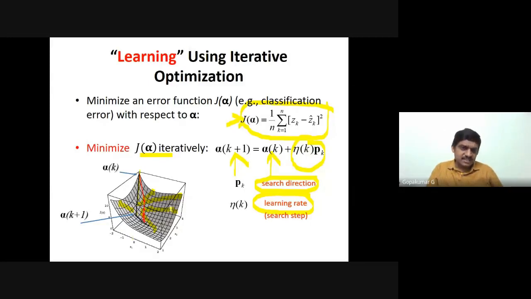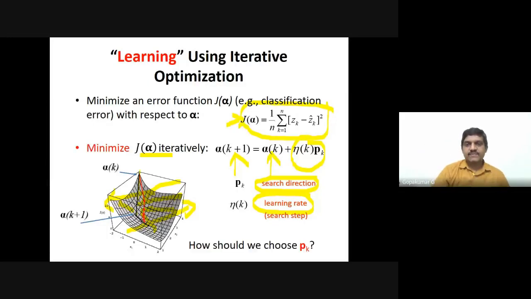Then in which direction do we have to move? Whether towards the up direction, in this direction, or somewhere towards this direction? We know that you should go downhill. It's the opposite of the hill climbing problem. You are starting from a particular point and going in the downward direction. So the search direction is very important.